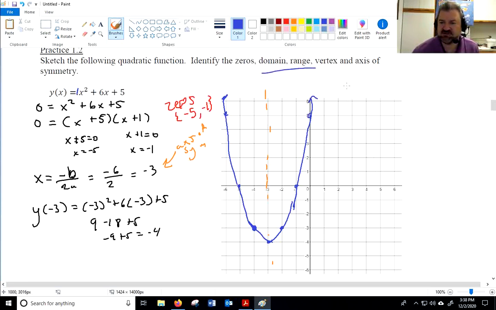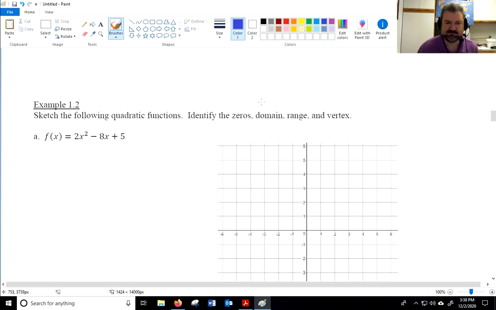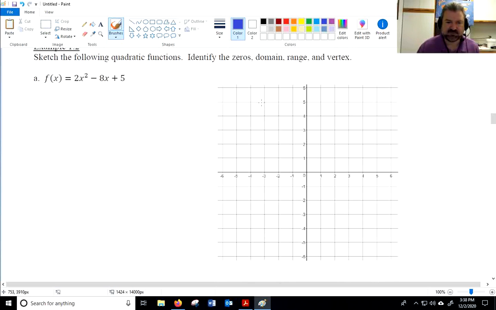We got to get domain and range. Domain, I'll just call it D. I think we know what that's going to be. And the range has a lowest point at negative 4 and a top point approaching infinity. All right. Okay, got another problem.